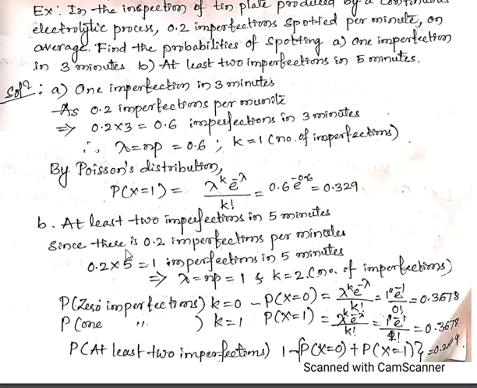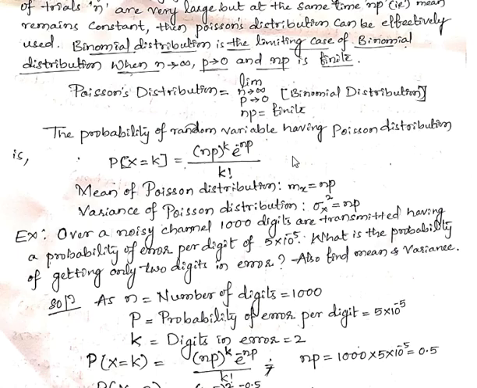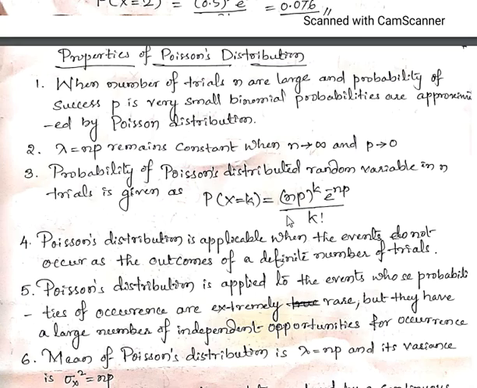So n into p becomes n is 5, p is 0.2. We get lambda equal to 1 imperfection in 5 minutes. And what is the probability of having at least 2 imperfections in 5 minutes? Means k becomes 2. So to find that, as per the equation, P of k equals n p raised to k, e raised to minus n p divided by k factorial. From this, we need to substitute the different values of k.